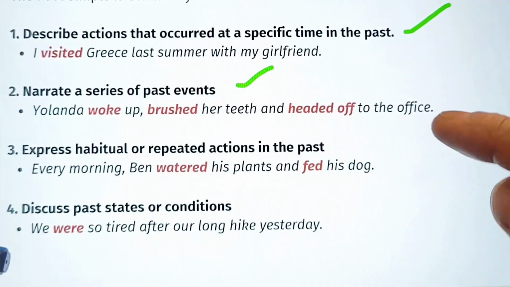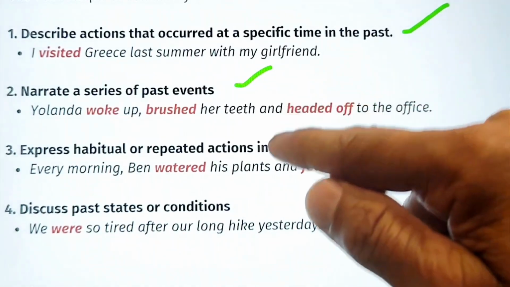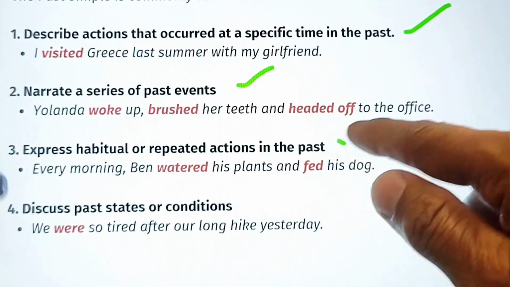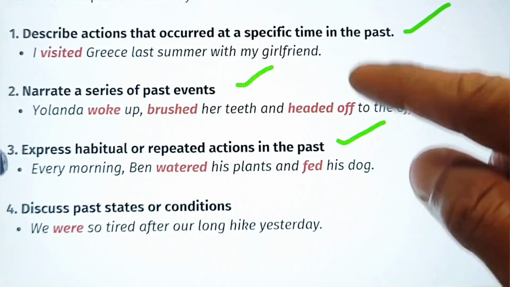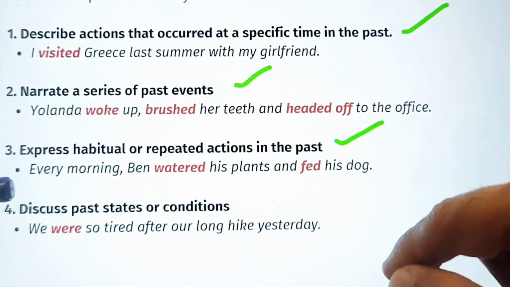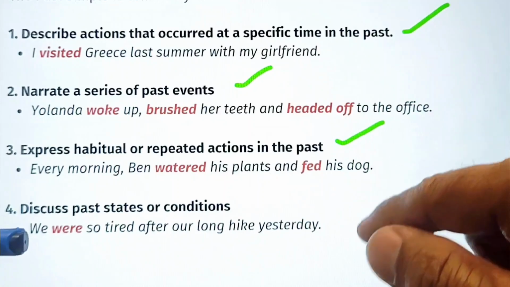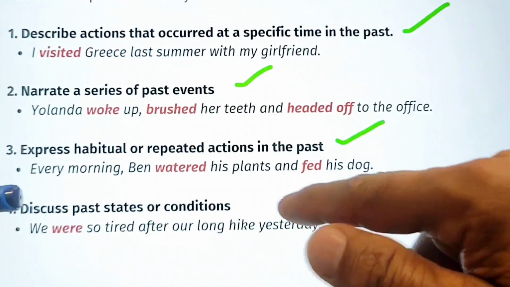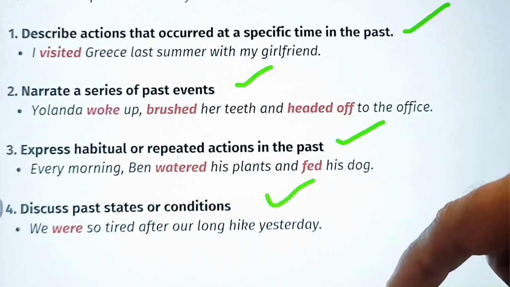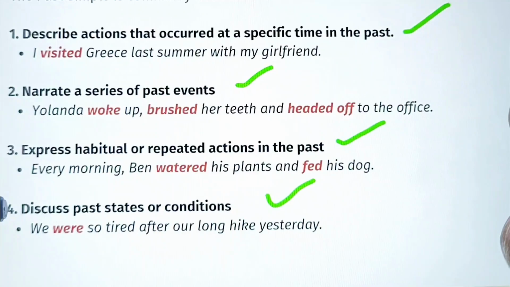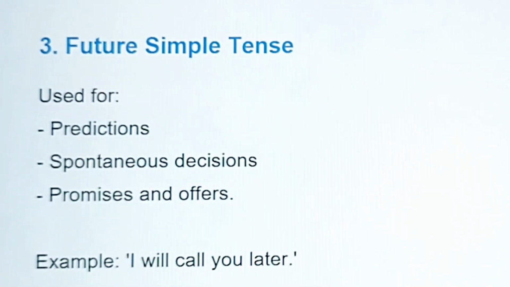We use past simple tense to express habitual or repeated action in the past. For example, every morning Ben watered the plants and fed his dog. And we use it to discuss past states or conditions. For example, we were so tired after our long hike yesterday. Let's go on to the next tense.